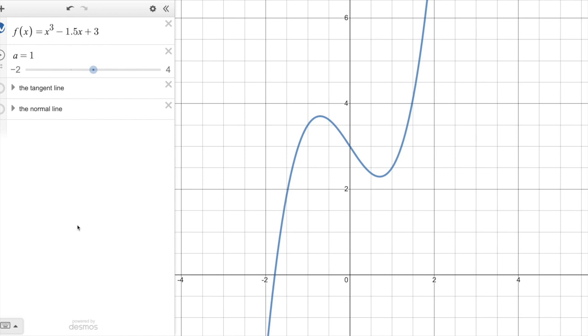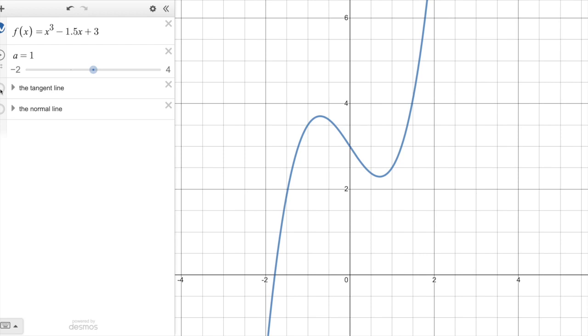Now, one of the most common tasks that you'll need to do with your skills of finding the derivative is to find the equation of either the tangent or the normal to the curve at a particular point. Tangent lines we've seen before. A tangent is a straight line that touches the curve at a particular point and has a gradient equal to the gradient of the curve at that point.